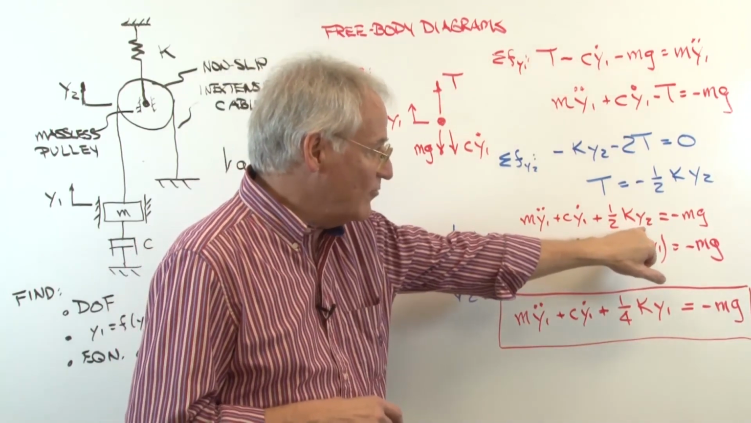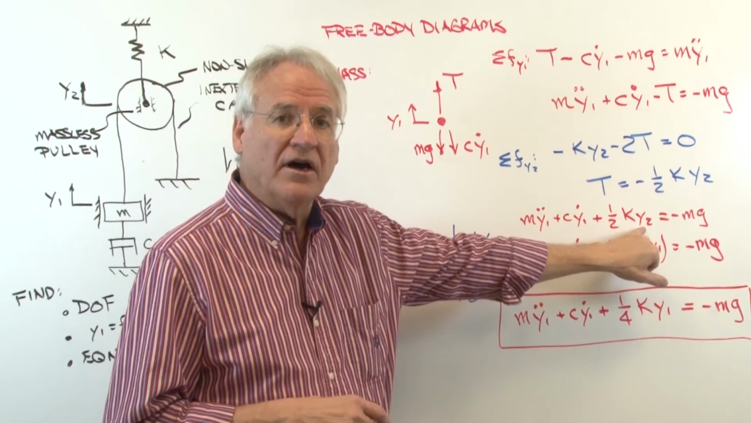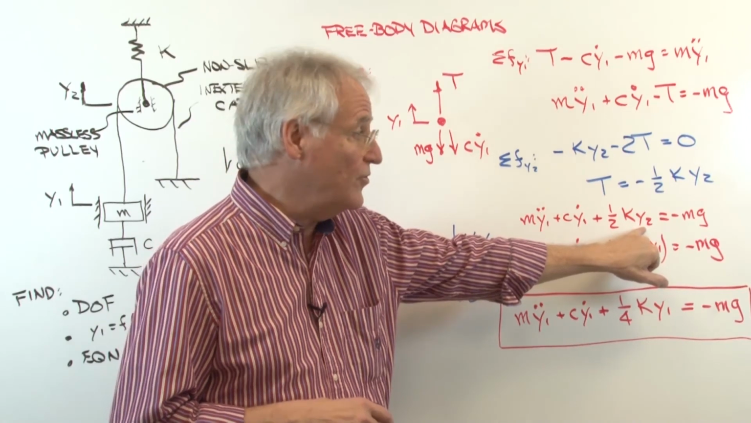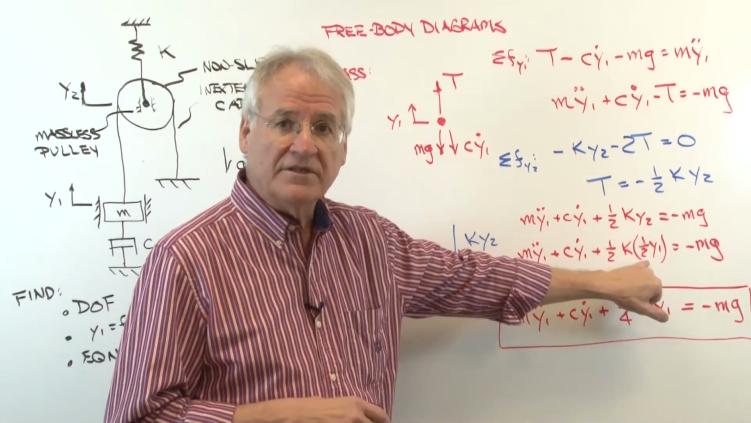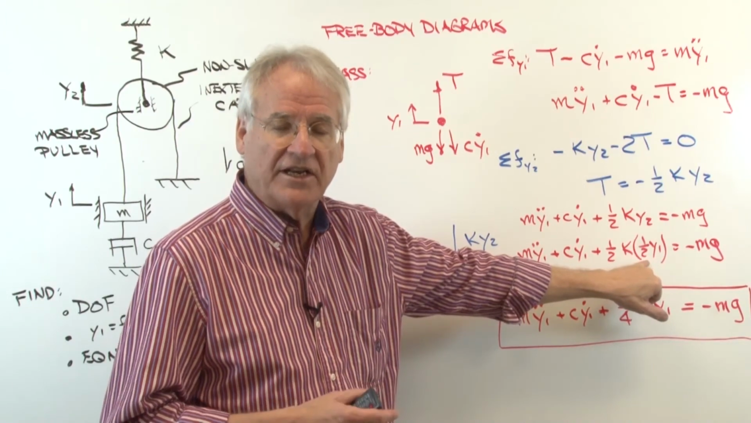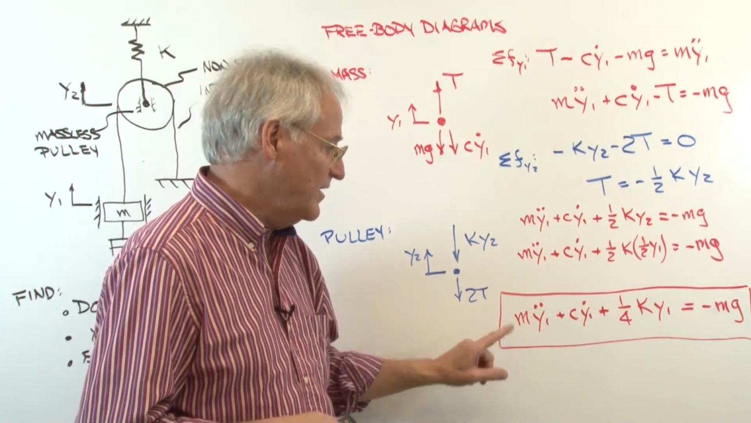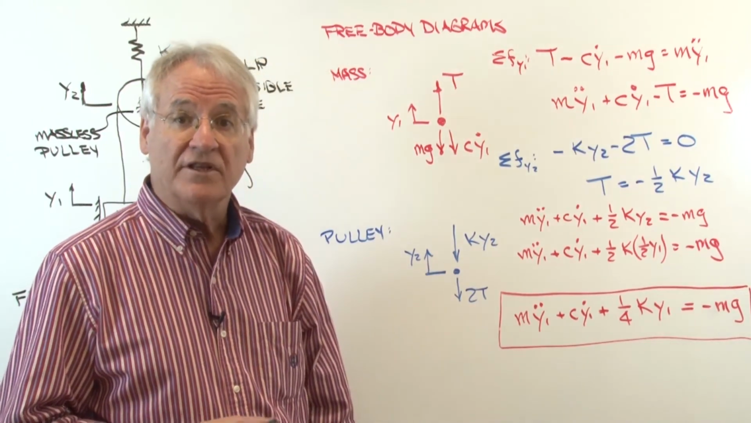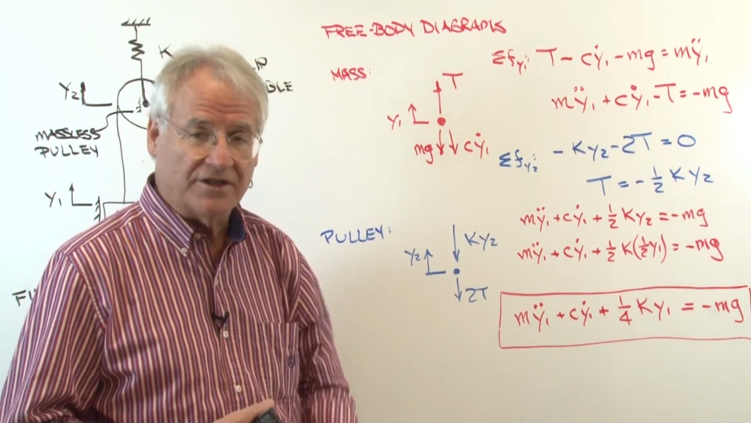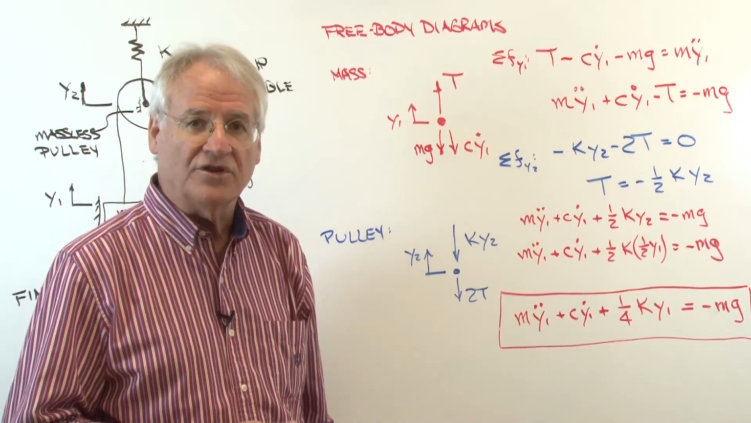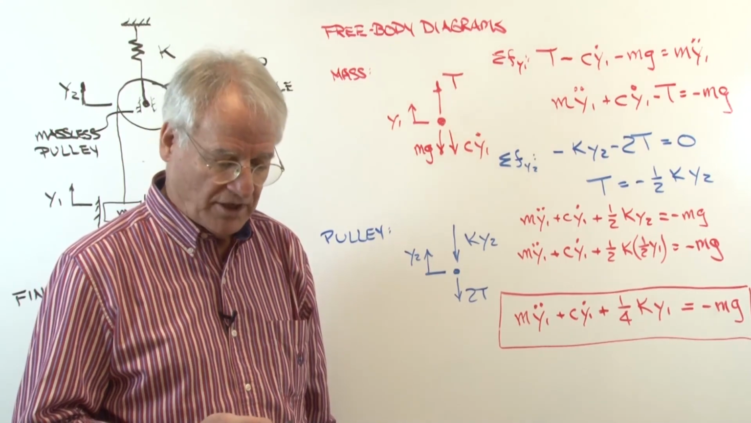In the next line, we substitute for Y2 its kinematic constraint, expressing it in terms of Y1, and we are left with the final differential equation, the equation of motion, the single equation of motion for the mass pulley system.